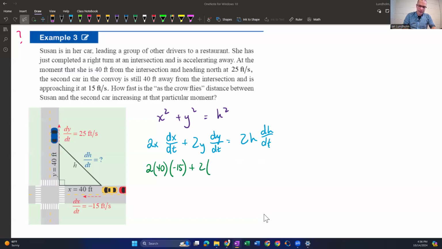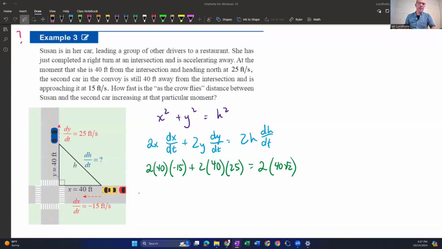Here for y, that again is 40, and dy/dt is happening up here. We are increasing at 25 feet per second. We do know that the hypotenuse of this is 40 times the square root of 2. This is an isosceles right triangle. 40 square root of 2.